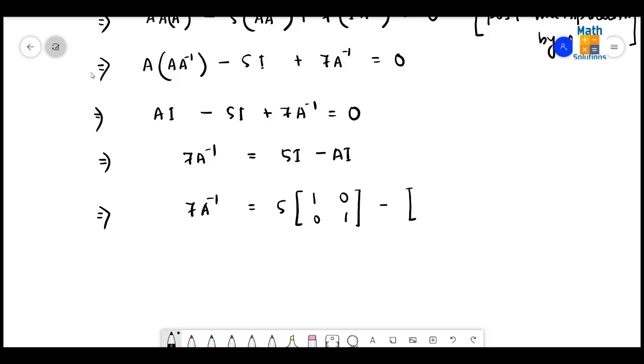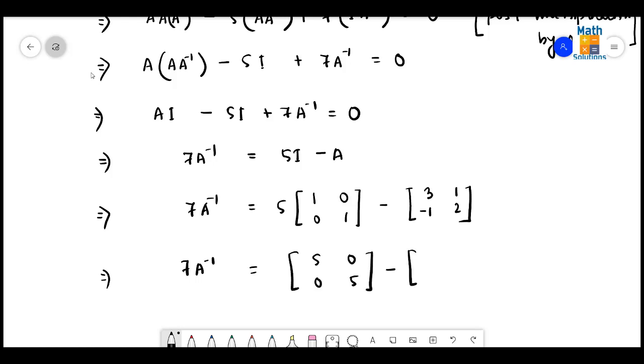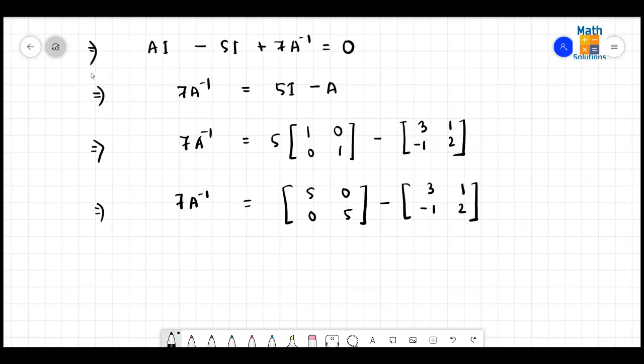In place of A I can place here directly A and not I, because A into I is A only. So in place of A I can put here 3 1 minus 1 2, 3 1 minus 1 2. This is the value of A. After this, let us check what we get. This is equal to 5 0 0 5 minus 3 1 minus 1 2, and after this what did I get?